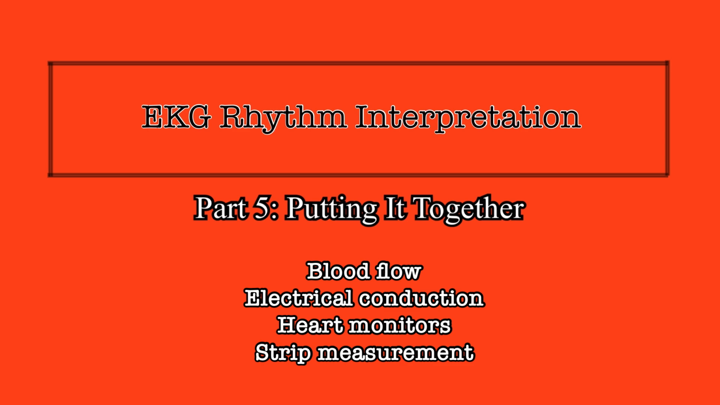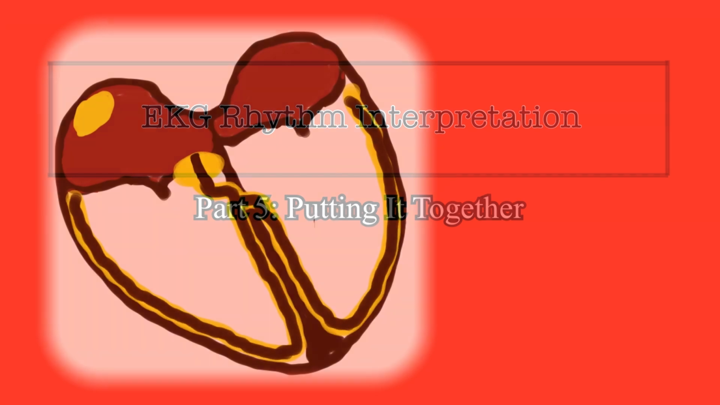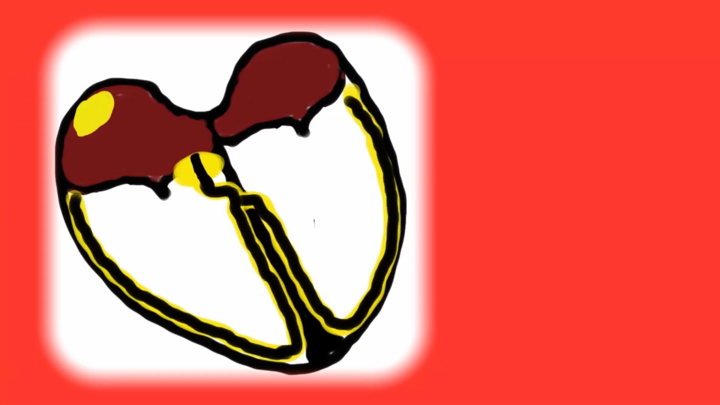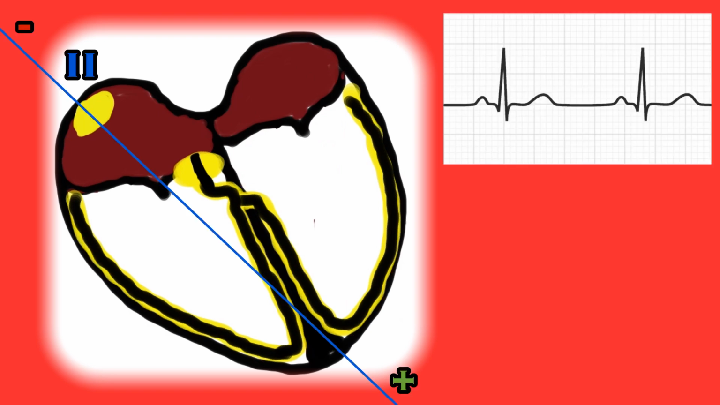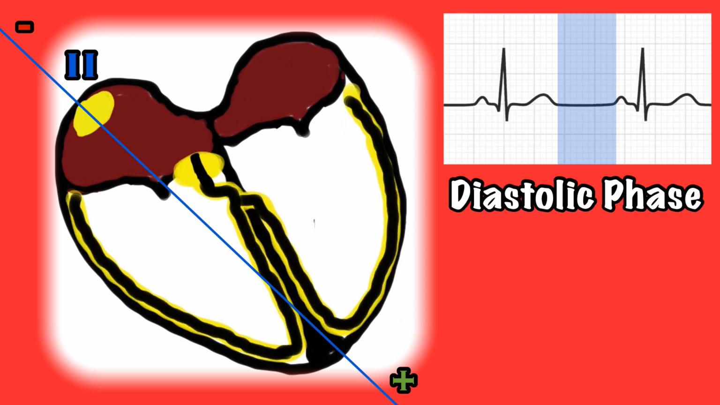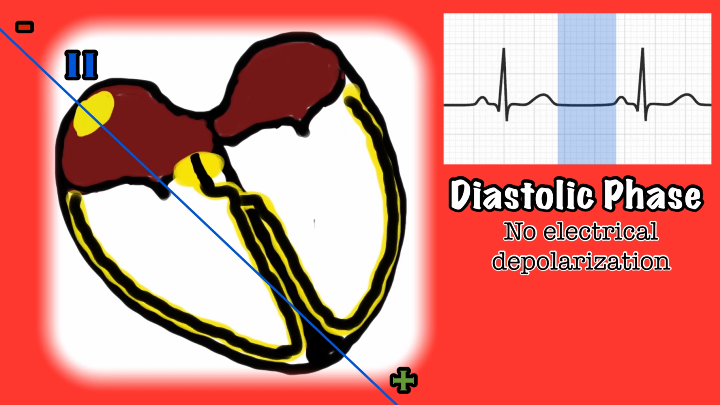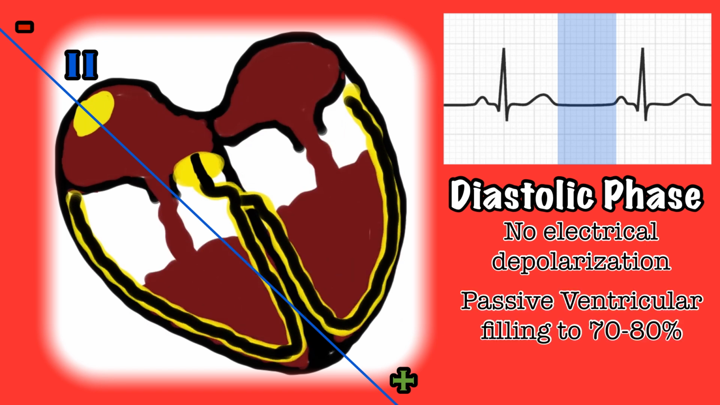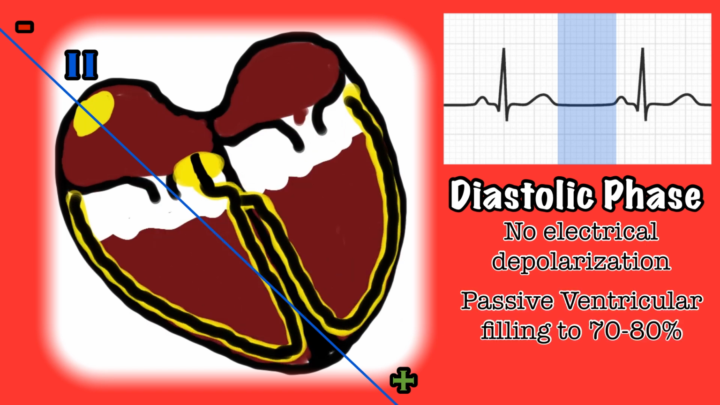Now, let's bring all those things together and start to break down a single heartbeat. Here's the heart. And as previously explained, the best lead to view for overall interpretation is lead 2. So that's what we'll view here. Before the next heartbeat starts, there is a nice quiet gap following the end of the previous beat. That flat, uneventful period of the strip is part of the diastolic phase of the cardiac cycle. While nothing seems to be going on electrically, blood is passively filling the ventricles to that 70 to 80% capacity.